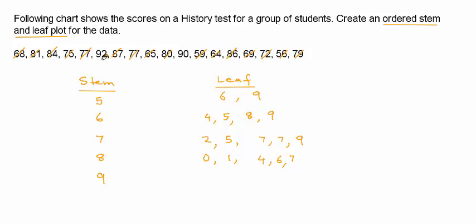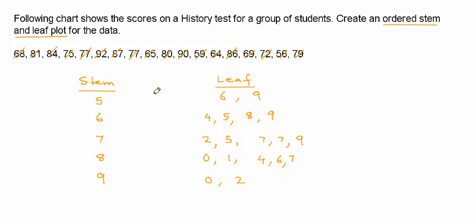So how about the 90s? We have a 92 and then we have a 90. And that's all. So we write down a 0 and a 2. And let's cross off the 92 and the 90. So all numbers have been taken care of.